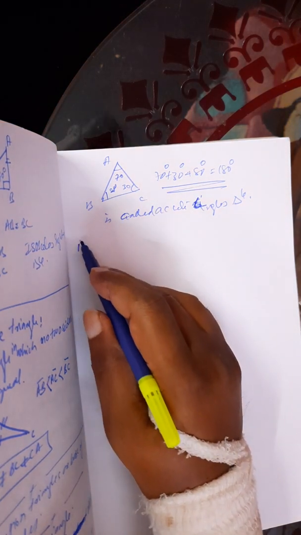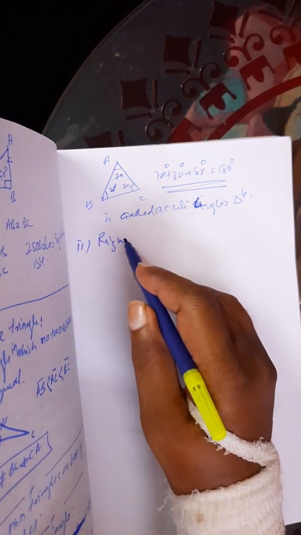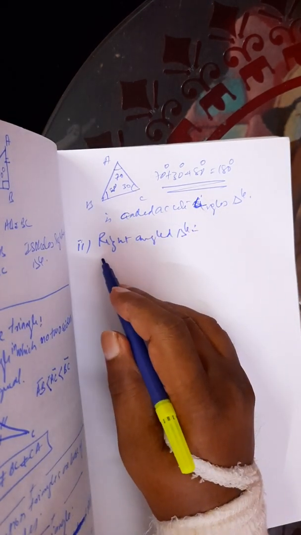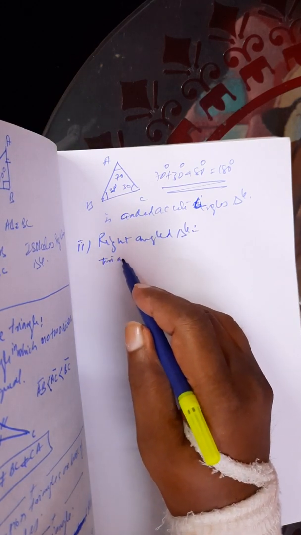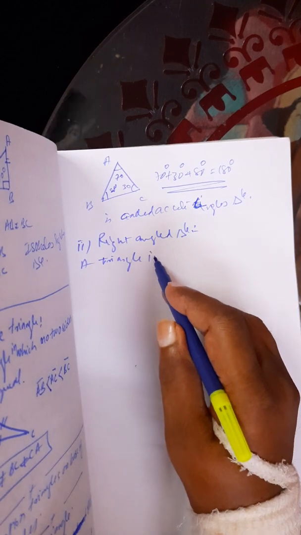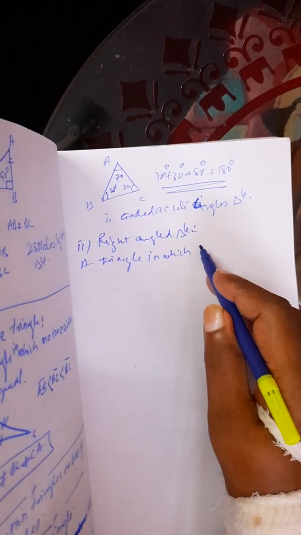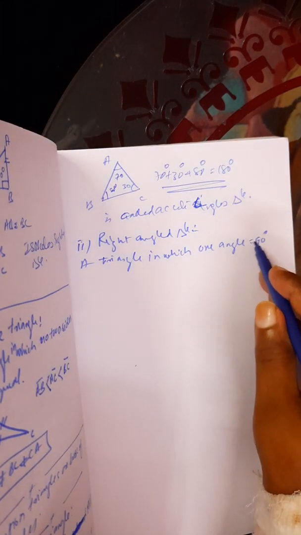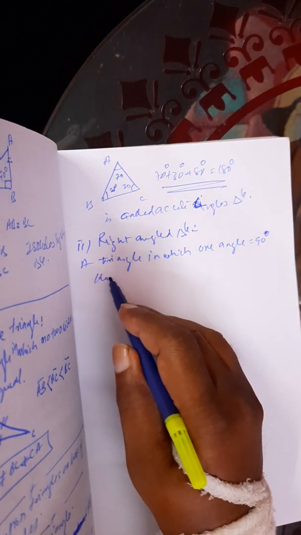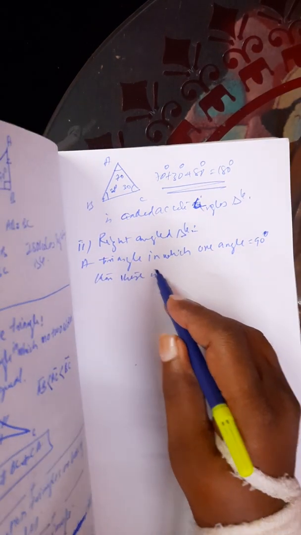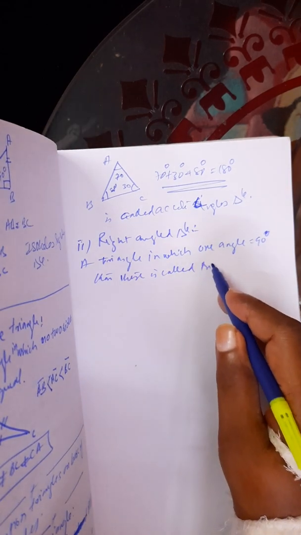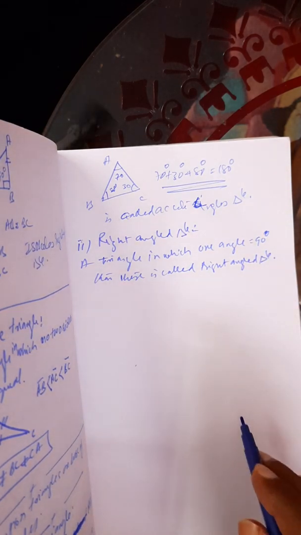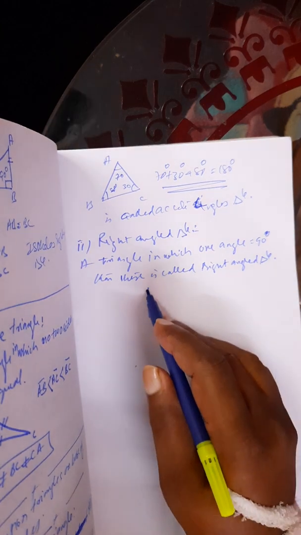Second one, right angled triangle. What is this? A triangle in which one angle is equal to 90 degrees, one angle equal to 90 degrees, then this is called a right angled triangle. This can be like this.